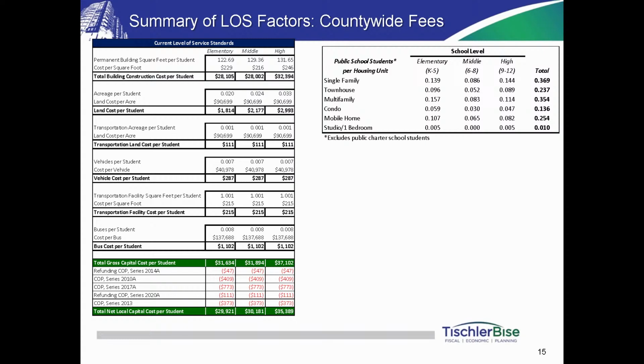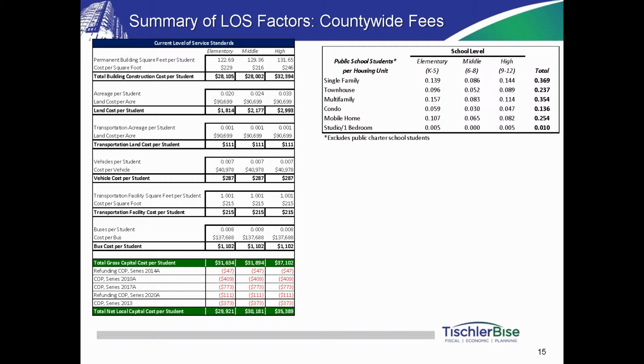And from that, we deduct those different credits for each of the certificates of participation. So we get a net local capital cost per student. For elementary, it's $29,921, middle school $31,801, and then $35,389 for high school. On the right side of the slide, you see those student generation rates we talked about from the first slide. We apply those student generation rates against that net local capital cost per student at these different grade levels in order to get the countywide fees.